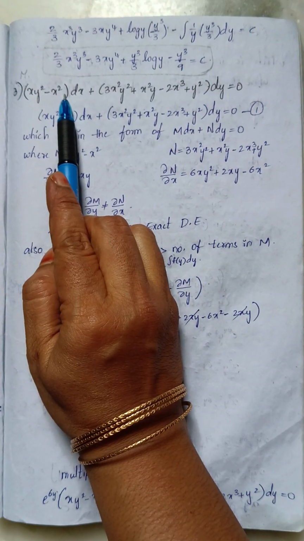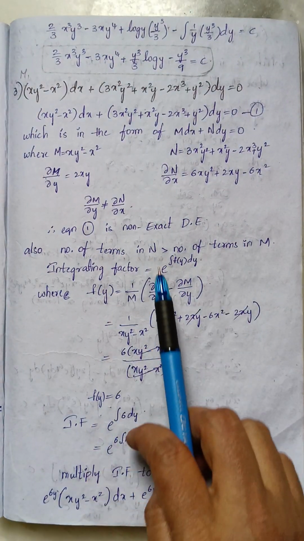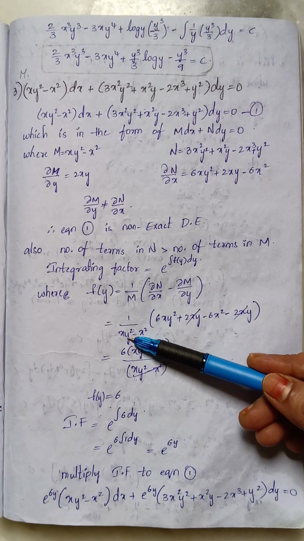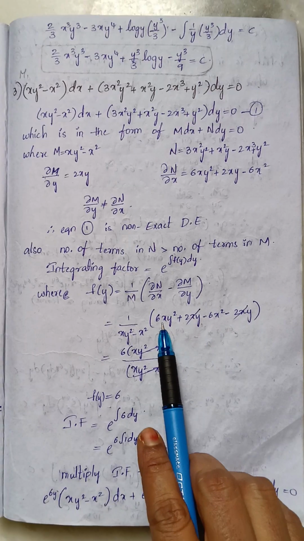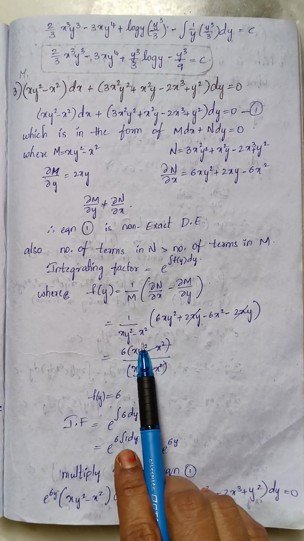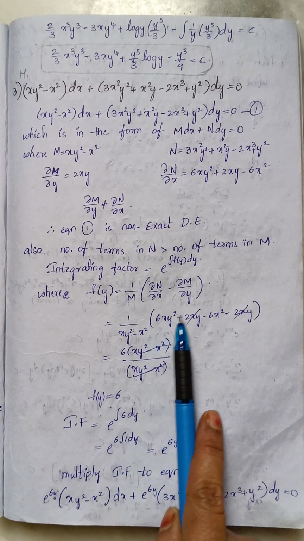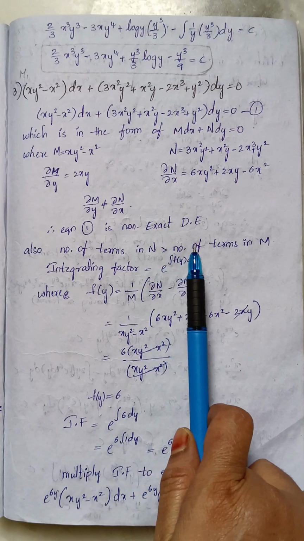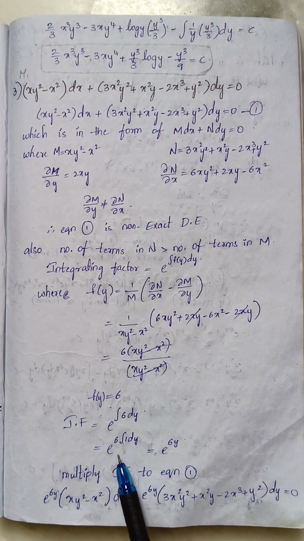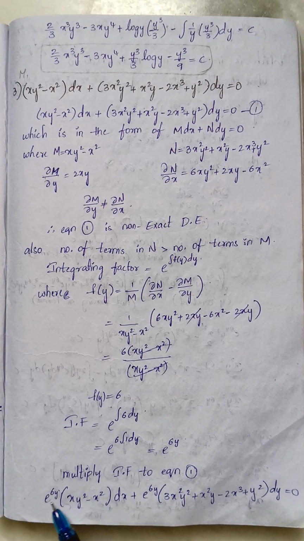Here also the number of terms in M is 2 and the number of terms in N is 4, so N is greater than M. So the same formula up to here, and substitute in ∂N/∂x minus ∂M/∂y. After cancellation we are getting 6x as common here. Then here also x common. Then the same term will come here, only 6 common here, then the same terms in numerator and denominator, then e power integration of 6 dy according to the formula, then 6 into y here, then multiply this with the given equation and multiply for each and every term by e power 6y.